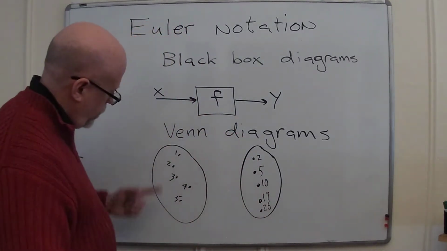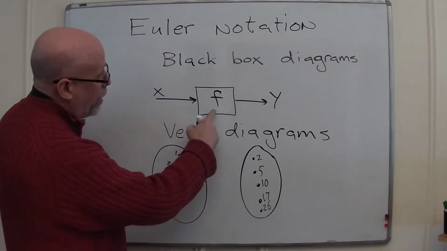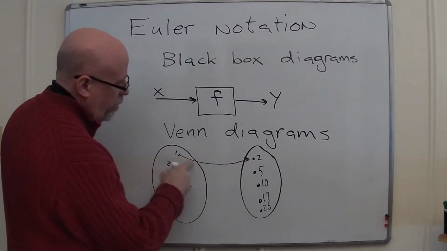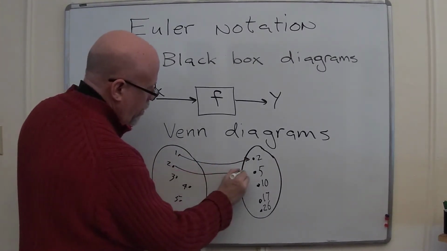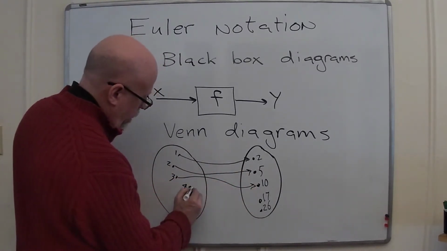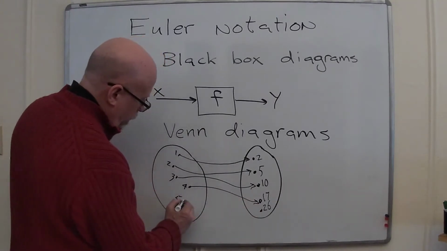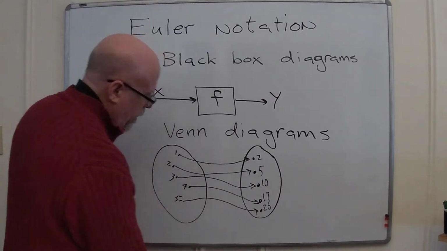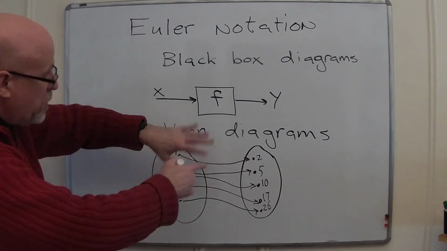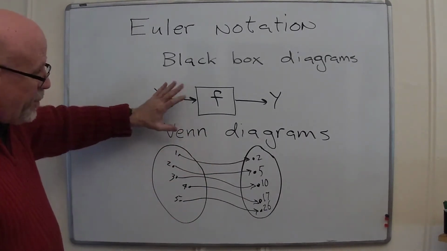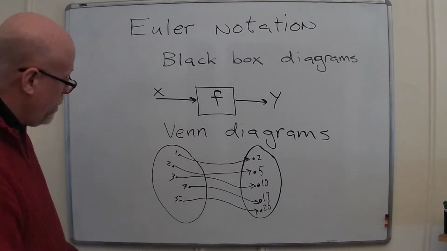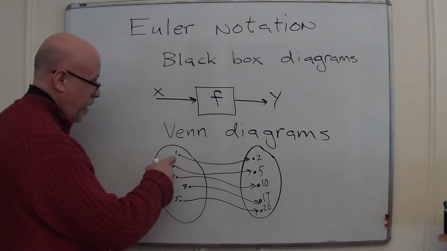And I'll show you which things go to which. Now I'm going to draw f. I draw f by drawing an arrow from the input to the output. 1 goes to 2, 2 goes to 5, 3 is going to 10, 4 to 17, and 5 to 26. You're basically, in this case, describing f by showing all of these arrows. So on this picture, we're hiding the details. On this picture, I'm showing every detail, showing the exact route that 1 gets sent to 2.